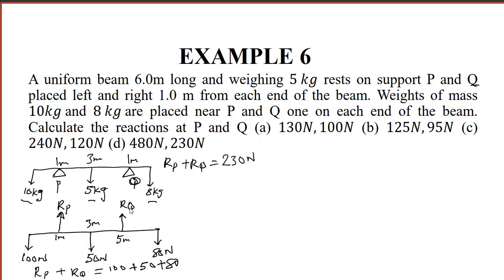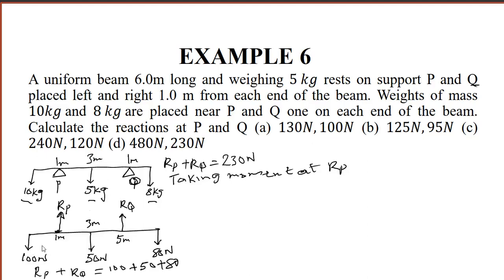Now let's take moment. Now because we have two unknowns, Rp and Rq, for us to simplify our expression, we can take moment at Rp or Rq. If we take moment at Rq, the moment of Rq becomes 0. If we take moment at Rp, the moment of Rp becomes what? 0. So let's take moment at what? Rp. So we can say taking moment at the reaction Rp.